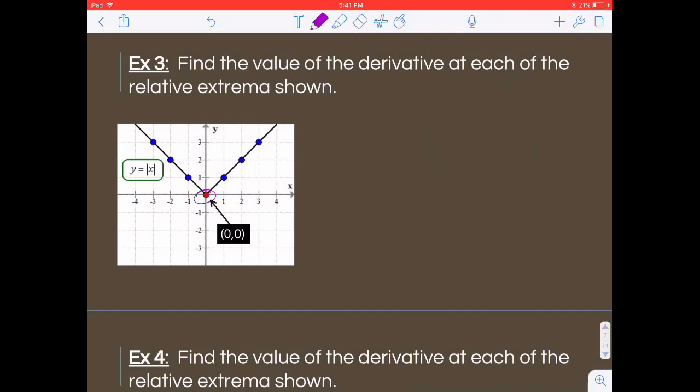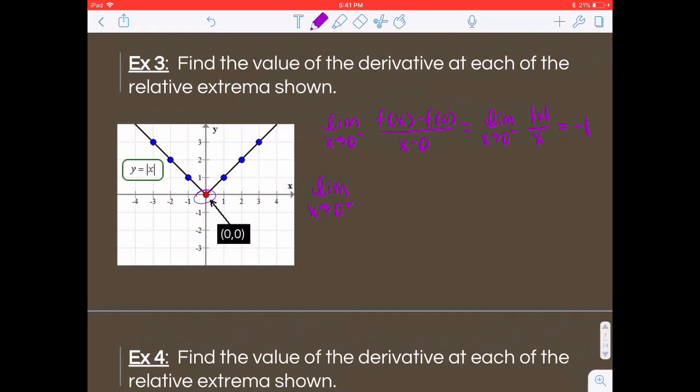It doesn't exist because, one, it's a cusp and we know that it's not going to exist, but two, if I take the limit as x goes to 0 from the left, we get the limit as x approaches 0 from the left of the absolute value of x over x, which is equal to -1.